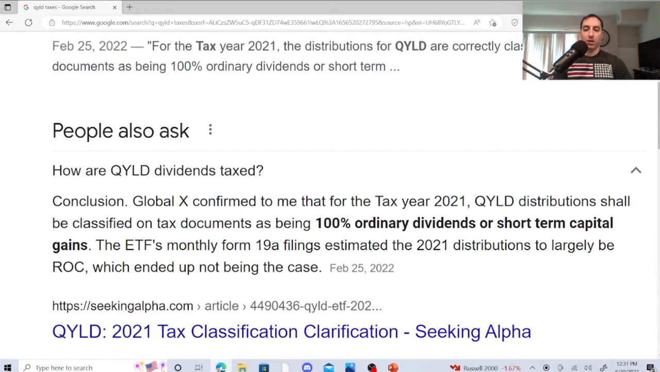Now, this is per a link in Seeking Alpha. Global X confirmed to me that for tax year 2021, the QYLD distribution shall be classified on tax documents as being 100% ordinary dividends or short-term capital gains.